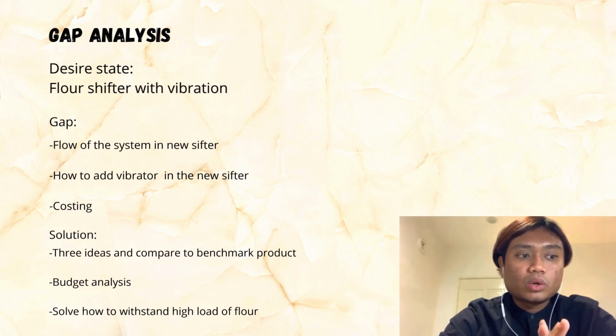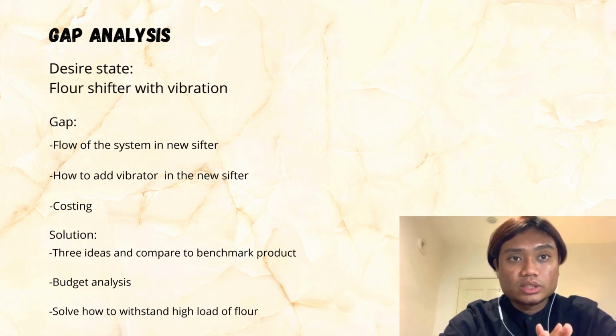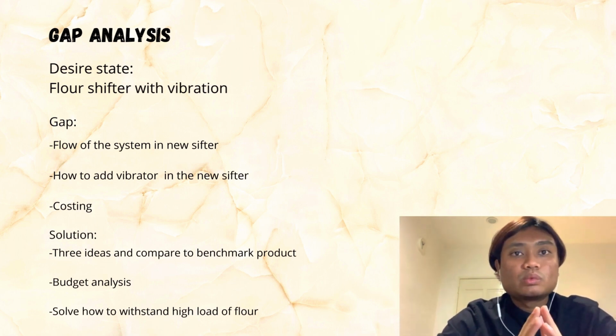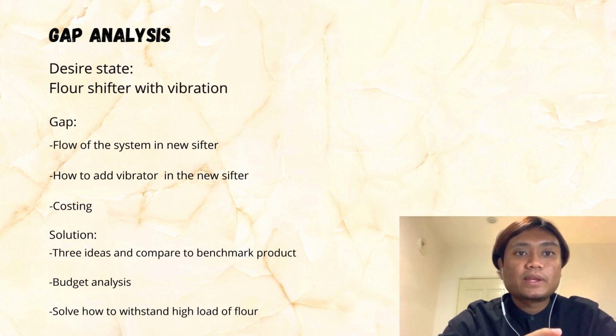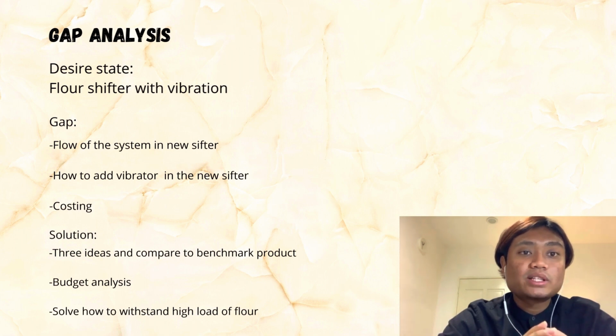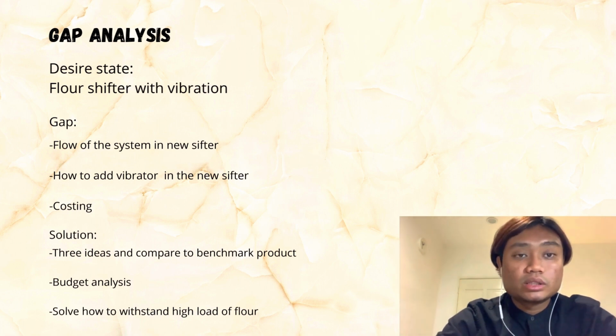We don't want our product to become too expensive for our customers. And our solution is that we produce 3 ideas and compare to the benchmark product. So we will design 3 design sketches and we will compare to a benchmark product which is the best for our shifter. And the next is our budget analysis. So we will analyze our budget so that we will not overprice our product and make it more expensive and less liked by the customer.